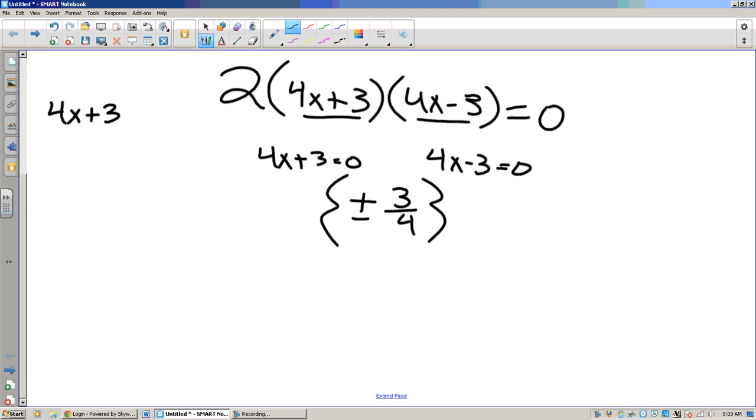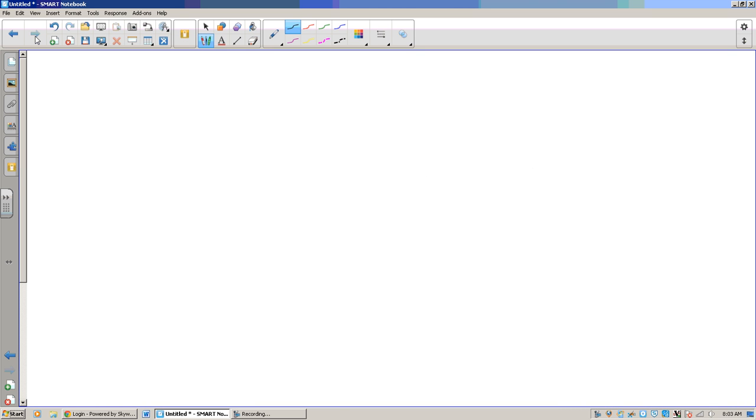4x plus 3 equals 0. So here I'm going to start by subtracting 3. So I'm left with 4x equals negative 3. And then I divide by 4. So that equals 1x. X equals negative 3/4. Okay. So yes, to answer your question, the one with the variable goes on the bottom because that's what we're dividing by.